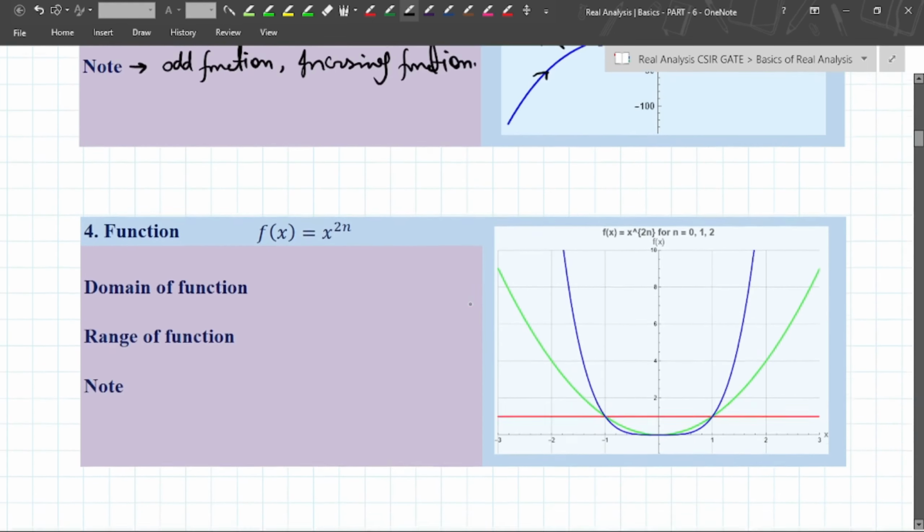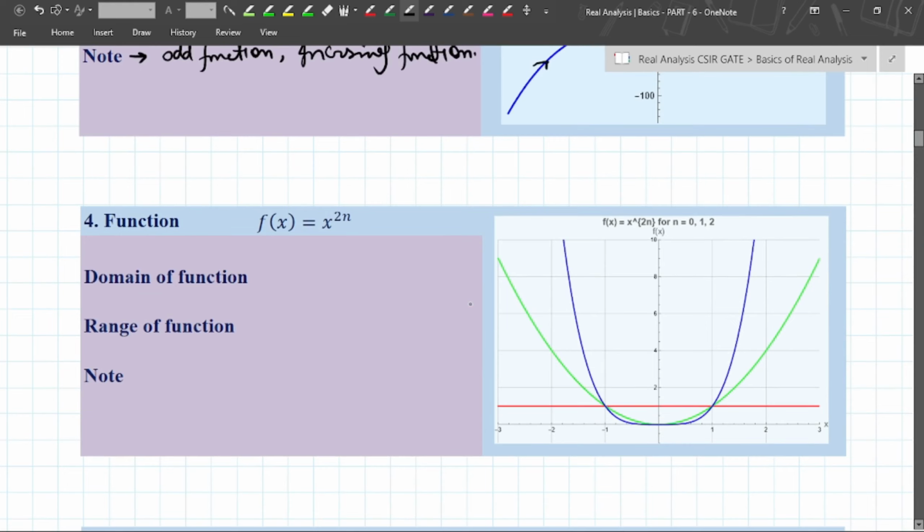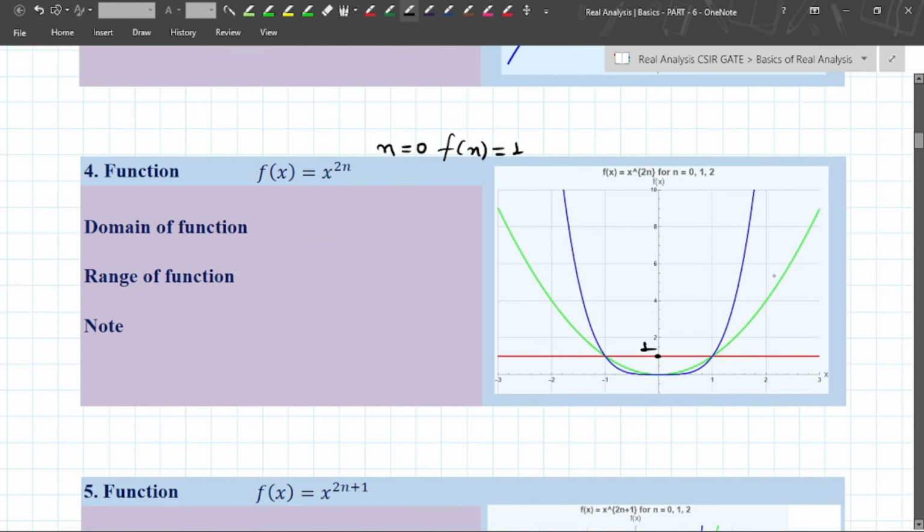Okay, next we have this function, and it is a generalized case, which is f of x equals x power 2n. Where I put n equals 0, it is a constant function, f of x equals 1. Now you can see it is 1 here. But if I put n equals 1, then it is x square, a parabola. And when I put n equals 2, then it is x power 4.